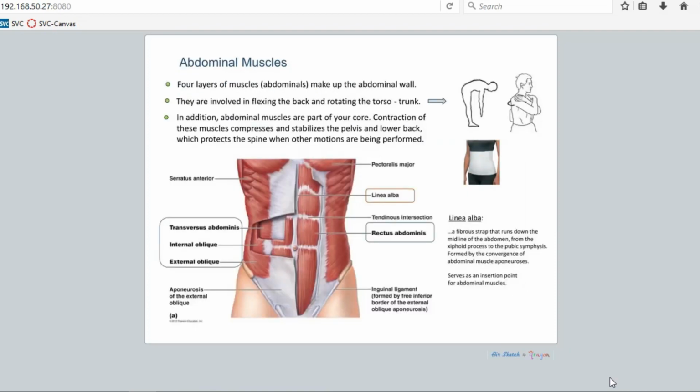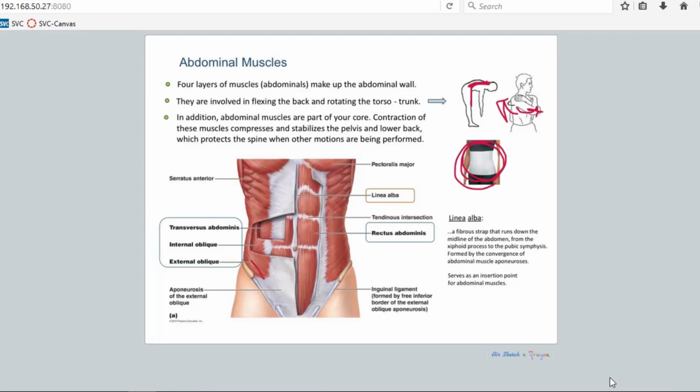Okay, then we have the abdominal muscles. There are 4 layers of abdominal muscles that make up the abdominal wall. These are involved in motions like flexing the back, rotating the torso or the trunk. These abdominal muscles are also part of your core, and they're involved with stabilizing the pelvis and the lower back. So we have 4 different abdominal muscles.